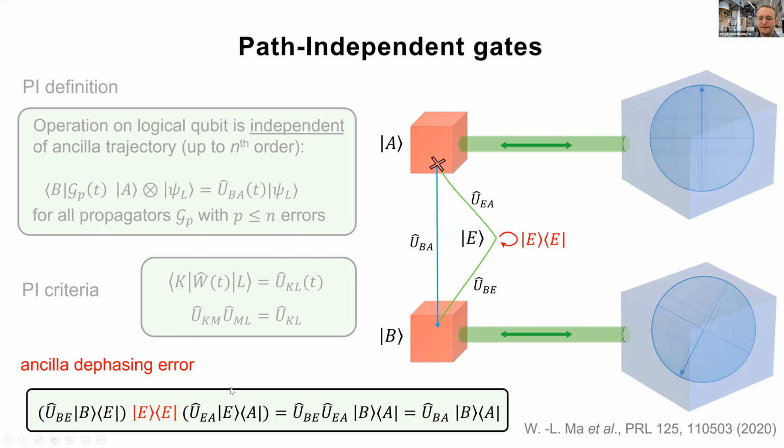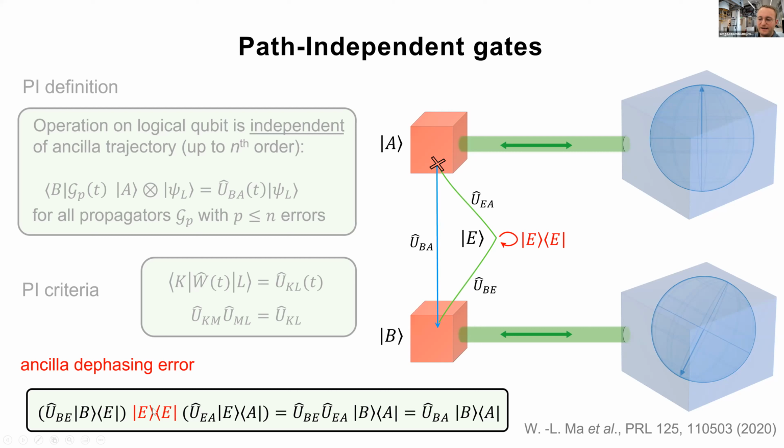Now, it turns out that if your path independence criteria are met, the gate is going to be protected against ancilla dephasing errors to infinite order. This is pretty remarkable, at least when I first learned about it. So let's see how this magic happens.